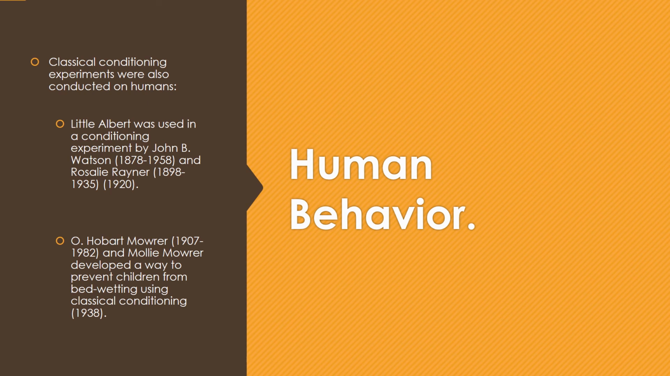Classical conditioning was also performed on humans. There were some experiments that were done on humans. One of these was Little Albert, who was used in a conditioning experiment by John B. Watson and Rosalie Rayner in 1920. So 11-month-old Little Albert was exposed to rats, which he enjoyed. He didn't have a fear of them.